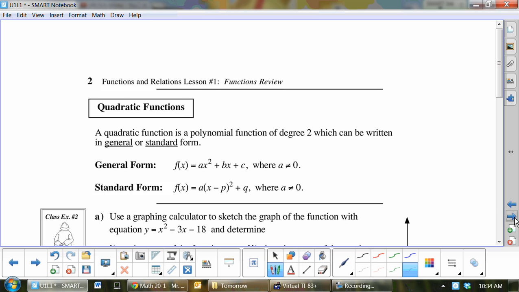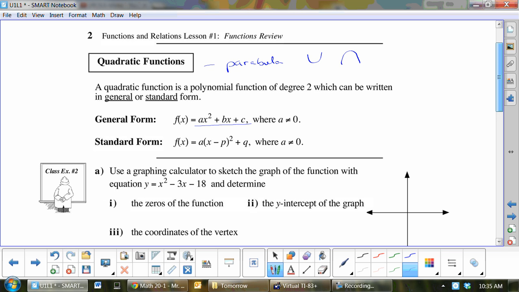Okay, quadratic functions. What shape do they always make? Always. Parabola. Good. So the quadratic functions always make a parabola. Okay, that's these things. Now, it'll always come in two forms. There's the general form, which is just ax squared plus bx plus c, and then there's the standard form, y equals a times (x minus p) squared plus q. What's pq? Vertex.